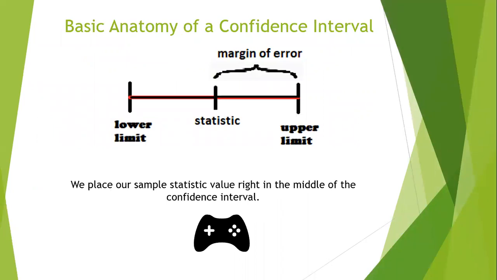Now, using that statistic, we can begin to construct our confidence interval. On the screen here, we have a picture of the basic anatomy of a confidence interval. Notice that right in the middle of our confidence interval, we place our sample statistic, 0.383.